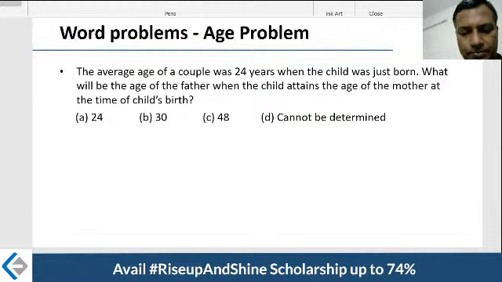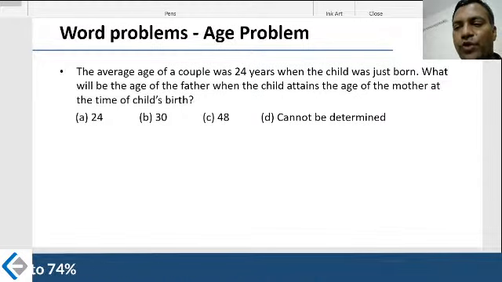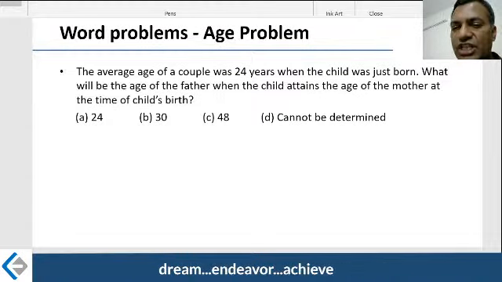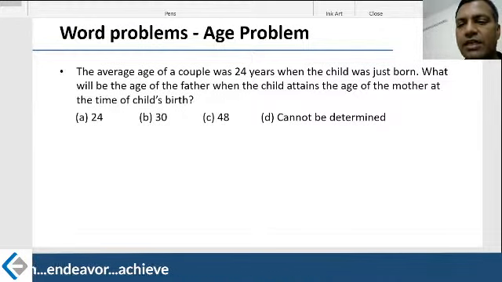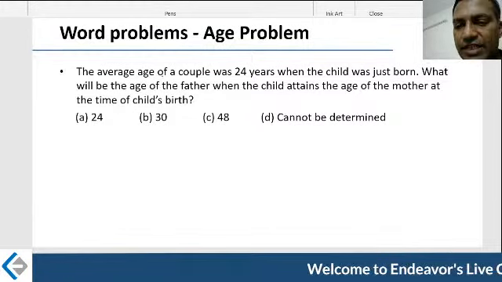Let's try this out together. The average age of a couple was 24 years when the child was just born. There is no child's age included here, right? The child is just born, so 0 years. Unless the child completes 365 days, the child is still considered 0 years. Therefore, the question here is the average age of what couple?